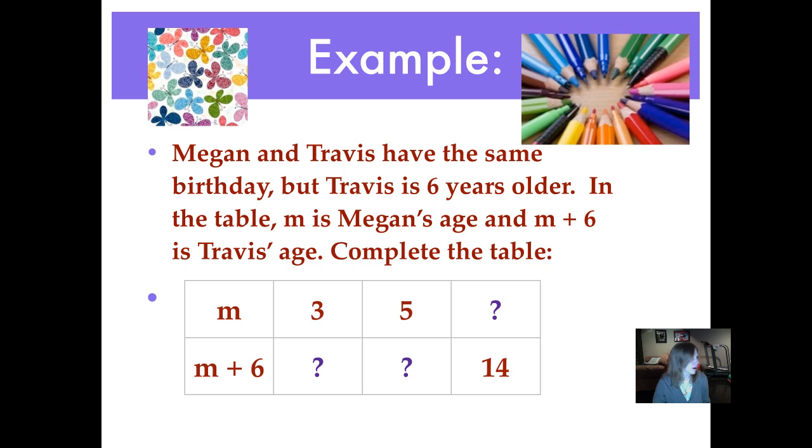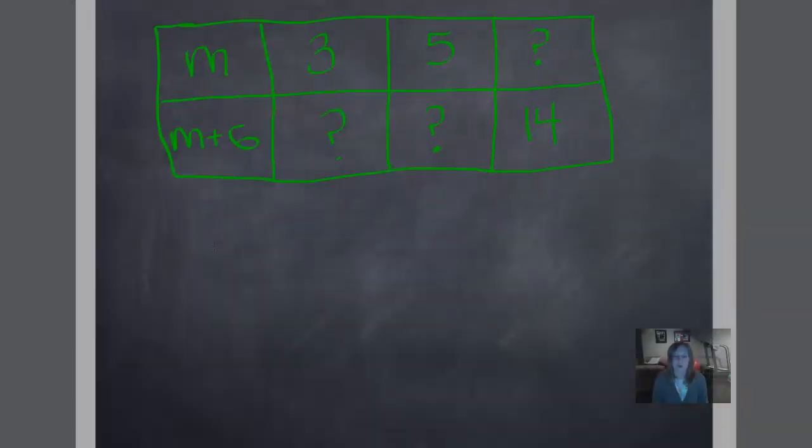So here is our example. Megan and Travis have the same birthday, but Travis is 6 years older. In the table below, M is Megan's age, and M plus 6 is Travis's age. Complete the table. I think you've done tables like this before, and we're going to do some math to figure those out. You may want to draw that table into your flip journal, please. So I've drawn the table for you.